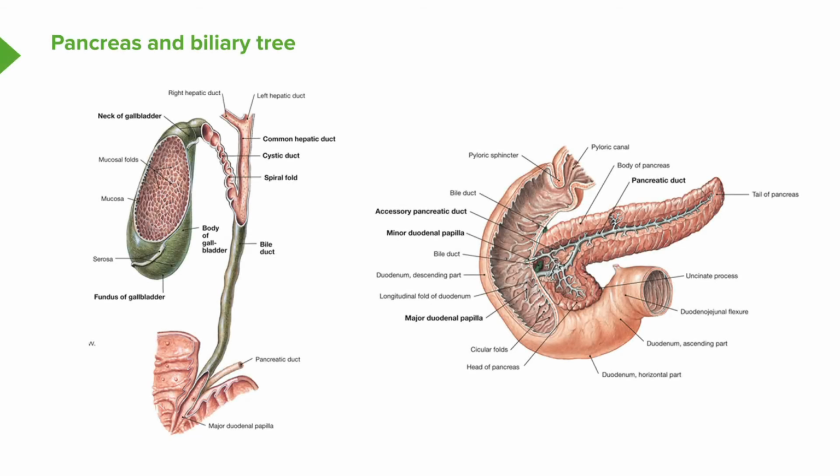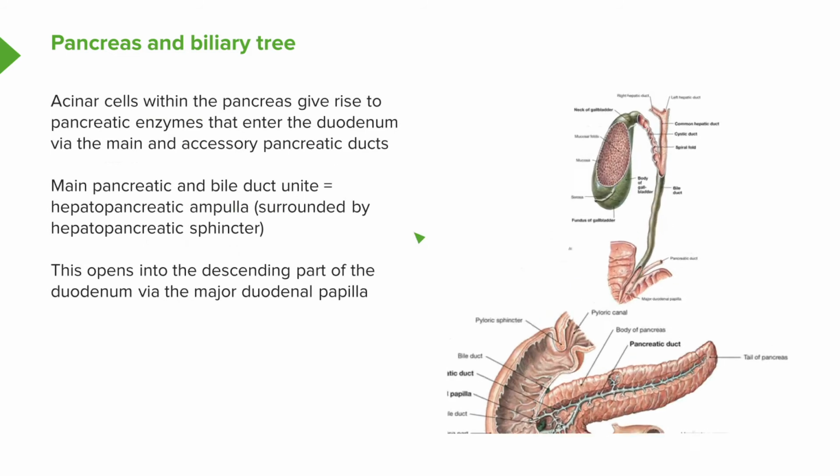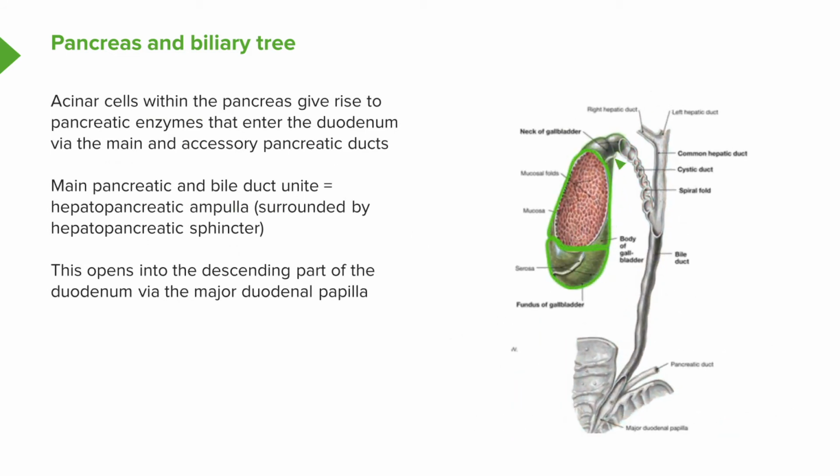So if we look at the pancreas and now look at it through the prism of the biliary tree and the gallbladder that we've mentioned before, then what you can remember is that we've got our gallbladder here. We can see our gallbladder, we've got our fundus, we've got our body, we've got our neck, and we've got our cystic duct here. Here we've also got our two hepatic ducts that form the common hepatic duct. The union of the common hepatic duct and the cystic duct forms the bile duct.